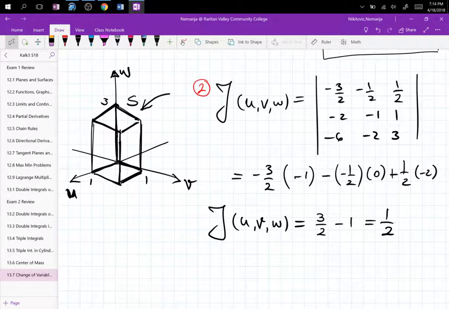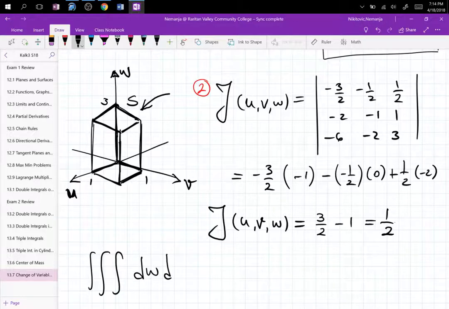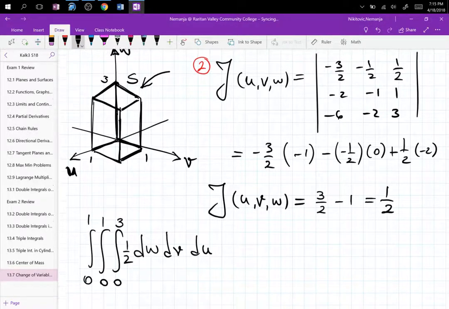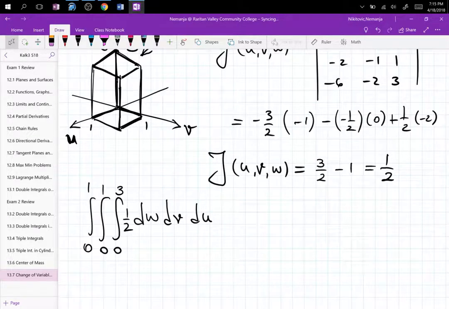So luckily our integral is easy. We don't have anything to transform inside, so we can just go dw, dv, du. I forgot my 1 half from the Jacobian. That has to be in there. 0, 0, 0. Du is 1, dv is 1, and this one is 3. So when you solve this integral, it's clearly 3 halves. Triple integral. Gotta learn how to compute those things.